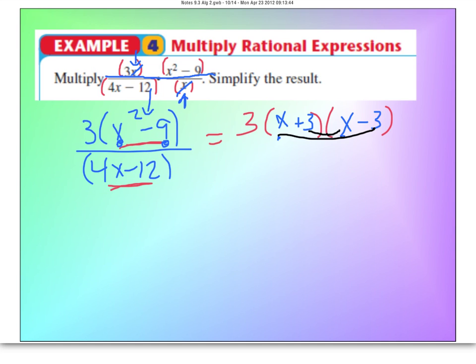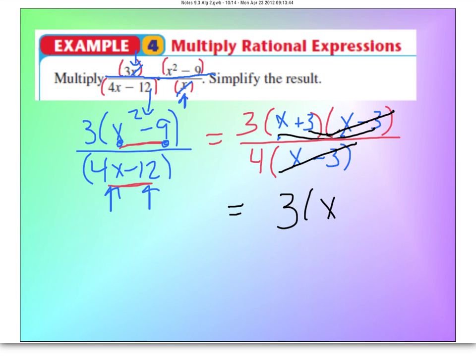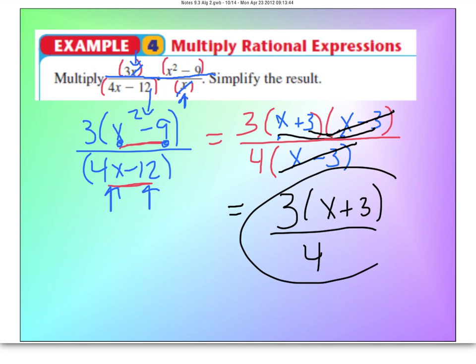Now, on the bottom, I can actually pull out of both of these a factor of 4. So I'm going to pull the 4 out. 4x divided by 4 is just x, and negative 12 divided by 4 is a negative 3. Now I'm going to look for groups to cross off. I have an x minus 3 group here and here I can cross off. I keep the 3 on the top, the x plus 3 on the top, divide the whole thing by 4, and that's our simplified answer.